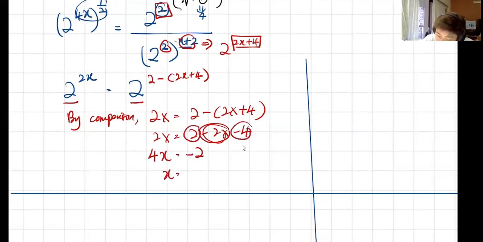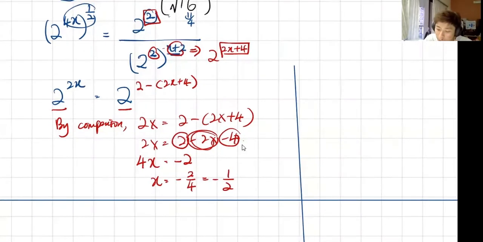So x, you bring 4 over for division, or the correct way is I divide 4 for both sides. What I'll get is minus 2 over 4, which turned out to be negative 1 over 2 when you simplify it. Divide by 2 up and down.